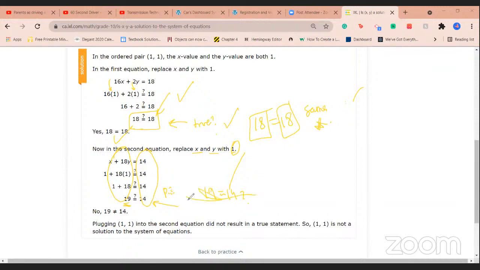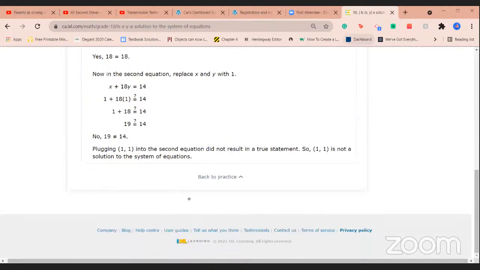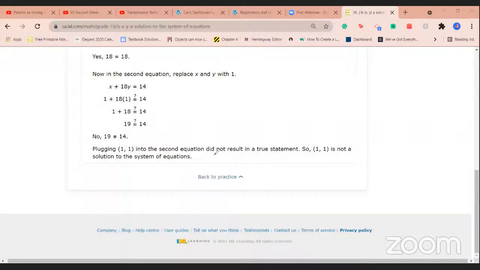So basically all you have to do is sub them in to each of the equations, and I clicked on the wrong button, my bad. Okay. So plugging 1, 1 into the second equation did not result in a true statement. So 1, 1 is not a solution to the system of equations because in order for the system to be true, both this and this have to give us true statements. Okay, good.